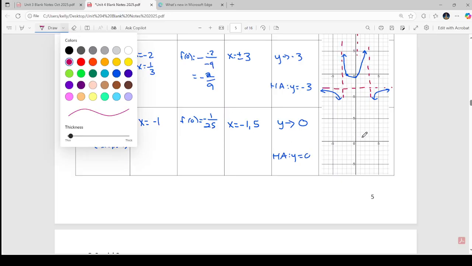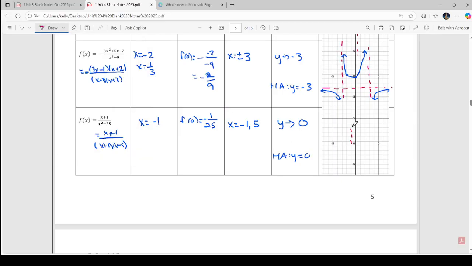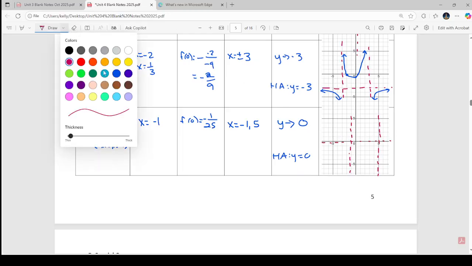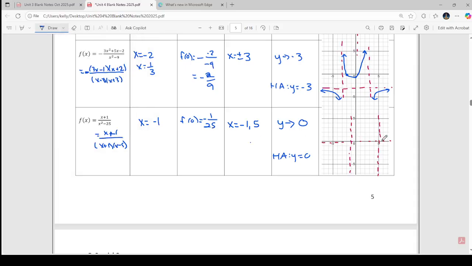So putting on our VAs at negative 1 and 5, our HA at 0, our points, an x-intercept at negative 1, and a y-intercept at negative 1 over 25. Okay, not that much we can do there.